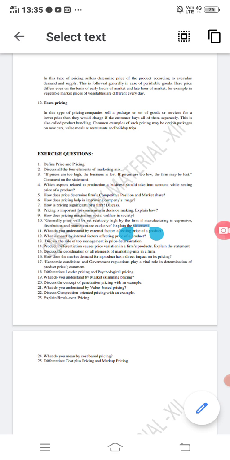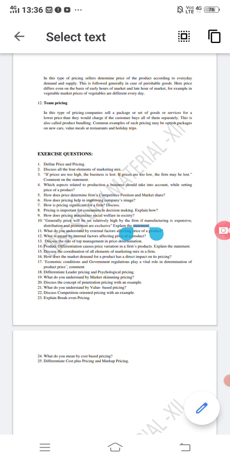So team pricing here is written. In this type of pricing, companies sell a package or set of goods or services for a lower price. Just remember, package, set or collection or pack, it is for a lower price than they would charge if the customer buys all of them separately. Yes, if the customer buys separate products, it will be costly, and if the customer buys a pack, package or set of anything, it will be a lower price.